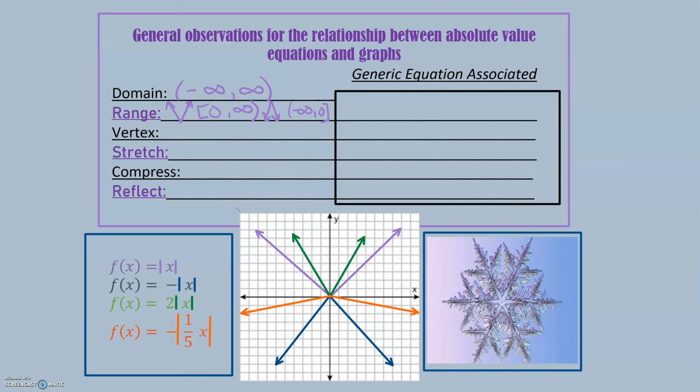Notice that the vertex for all of these is right there at the origin. So the vertex for everything is 0, 0. That's good to know. The generic equation that works so far for everything that we are talking about is y equals, or f of x equals, either plus or minus a number times the absolute value of x. So that a is just any type of number.